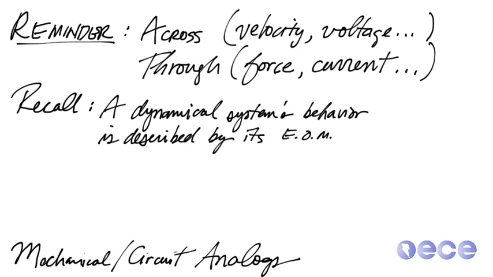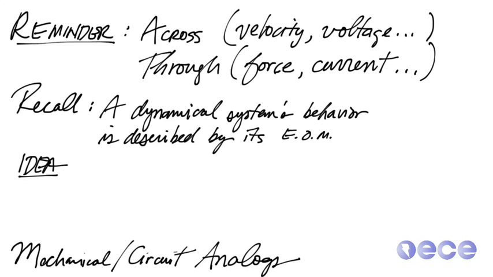Also remember that a dynamical system has a behavior that's described by its equations of motion. So the motion of some mass inside a dynamical system has to obey the differential equation, the ODE that describes it. That's the equation of motion.